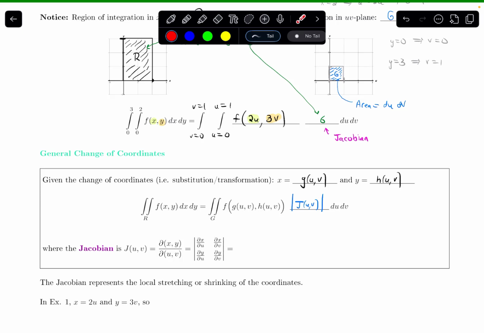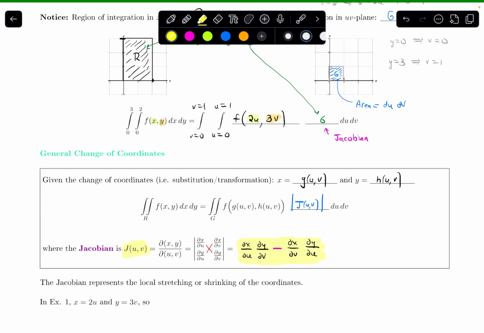I don't expect that you've seen this before, so let's talk about what this equals. What you do is you multiply these two diagonal entries together. So you'll get the partial of x with respect to u times the partial of y with respect to v. And then you subtract what you get when you multiply the other two diagonal entries together: the partial of x with respect to v times the partial of y with respect to u. And that's my formula for the determinant of what is called a 2 by 2 matrix.